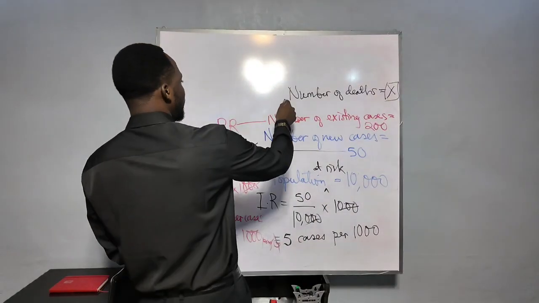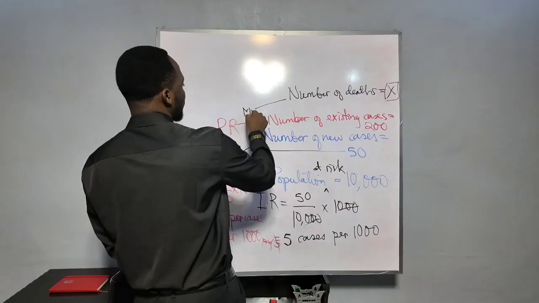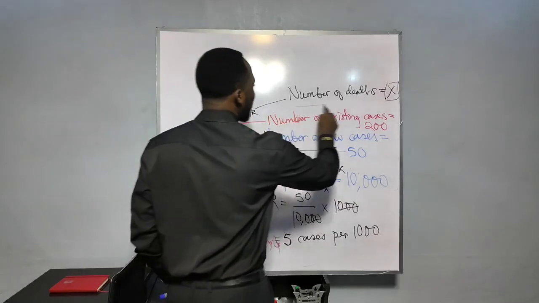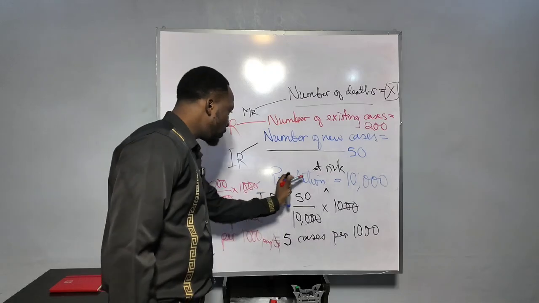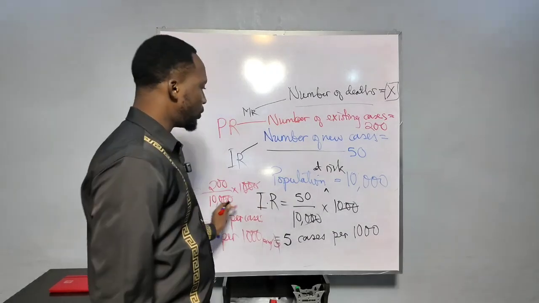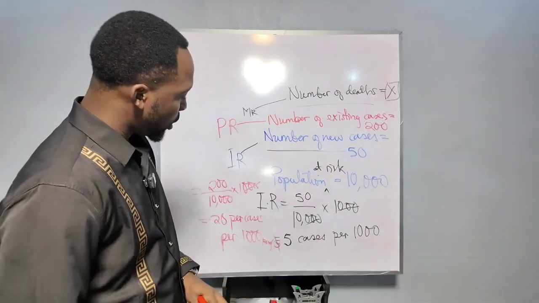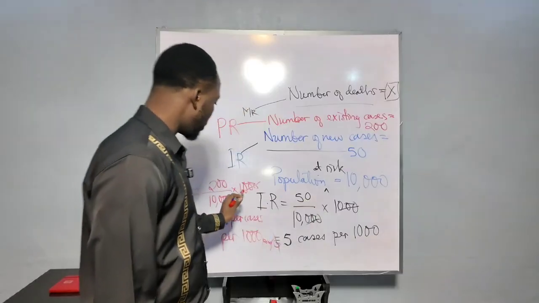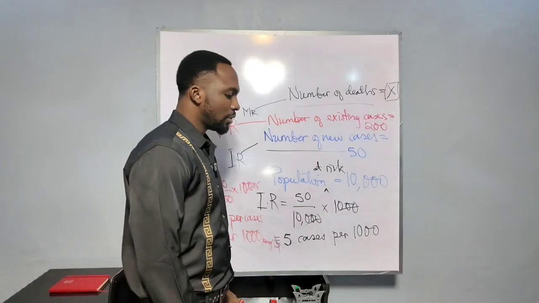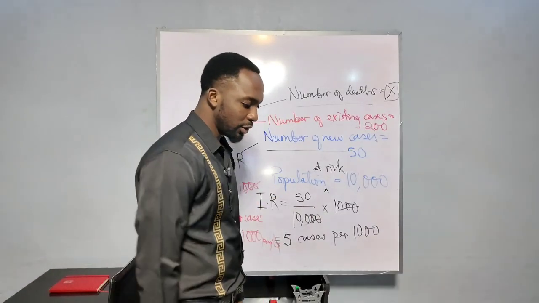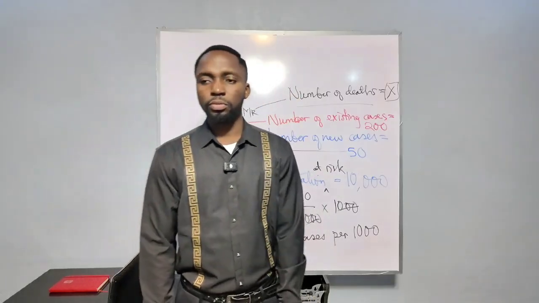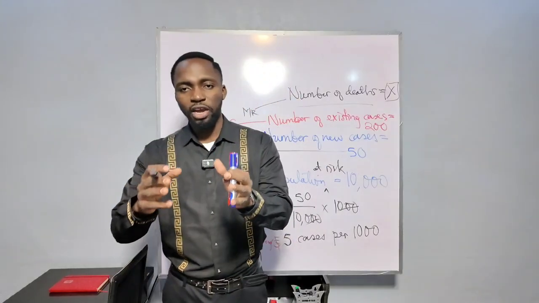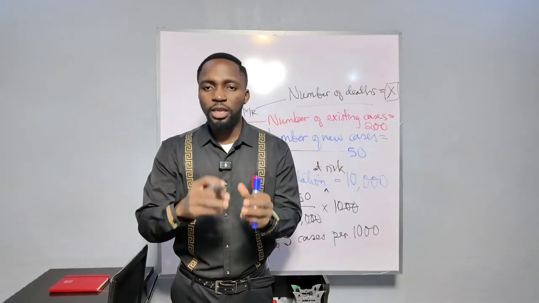Mortality rate, MR, is equal to the number of deaths in a specified time divided by the total population, or the population at risk, which is 10,000, multiplied by the multiplier. So that's how you get mortality rate. The formula is quite similar to that of incidence rate and prevalence. In addition to mortality rate, we have something called the case fatality rate.